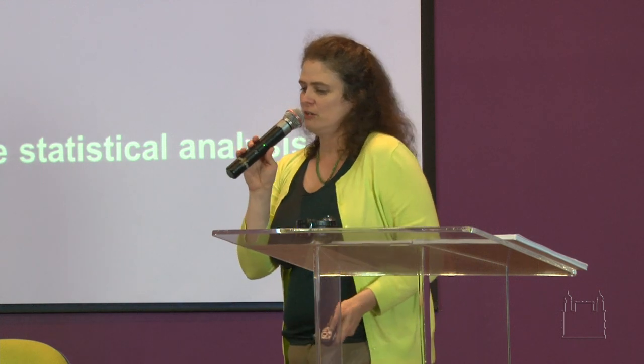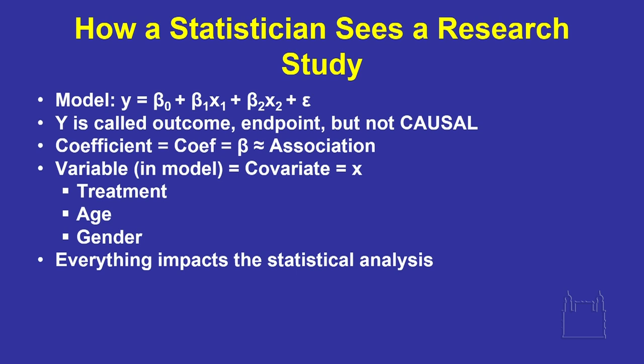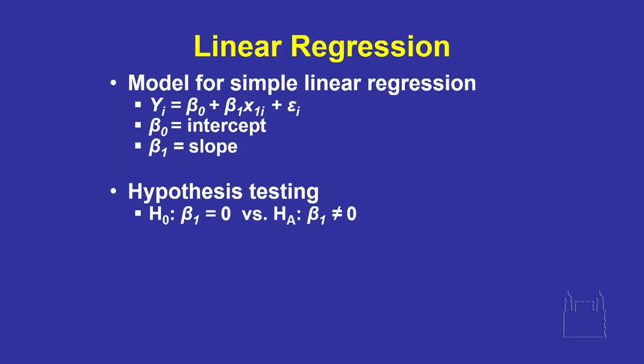So remember, everything impacts the statistical analysis, but I can only handle so much. So linear regression. You've got this beta naught. This thing here is called the intercept. All these other betas are called slopes. And I say that because your printout does hypothesis testing. So you will see a beta, and then you will see some p-value, and then you're going to see a confidence interval. And the hypothesis test is it is assuming that this beta 1 is equal to 0 under the null, and under the alternative that it is not equal to 0. That's what you're going to see in your output. So there's a level of importance here.